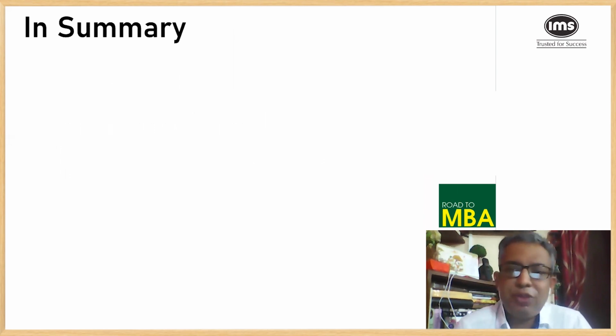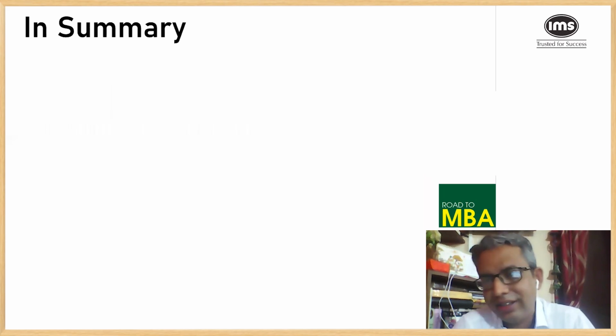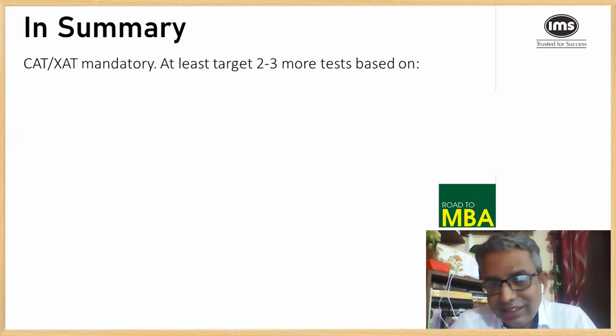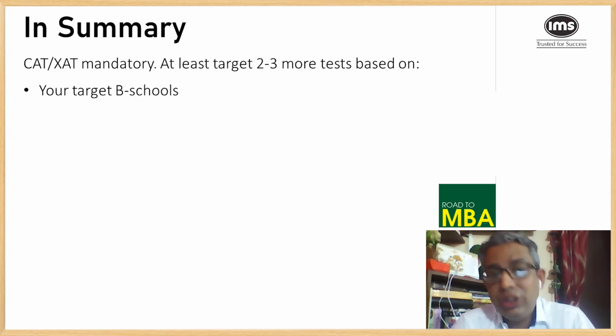If we have to conclude this entire thing, we can summarize by saying that the first point is that, as sir has discussed, CAT and XAT are the most widely accepted test scores for getting into the various MBA programs across the country. So CAT and XAT are mandatory. At least target 2 to 3 more tests based on your target B-schools, the colleges that you are looking at.